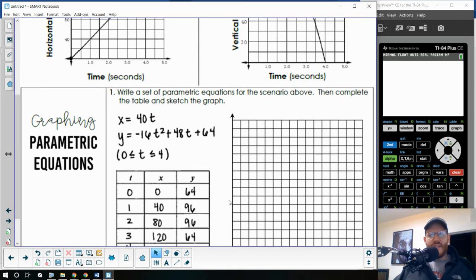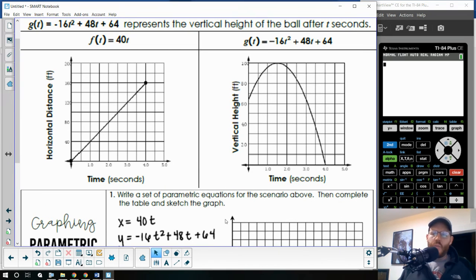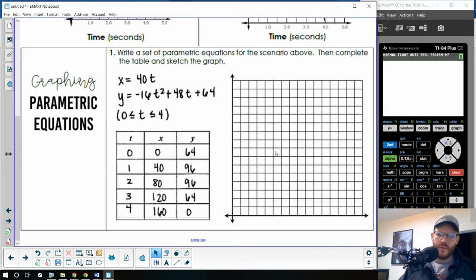Now to get a sense of the scale, I could look at my individual graphs to see what values the x and y values range between. On my first graph, over the interval of 4 seconds, that's my parameter, the horizontal distance travels from 0 up to, looks like 160. So I can scale my horizontal axis, my x values, between 0 and 160. So let's see, we have 1, 2, 3, 4, 5, 6, 7, 8, 9, 10, 11, 12, 13, 14, 15, 16. So it would be convenient just to scale this out by tens because that'll get me all the way up to 160, the final value.